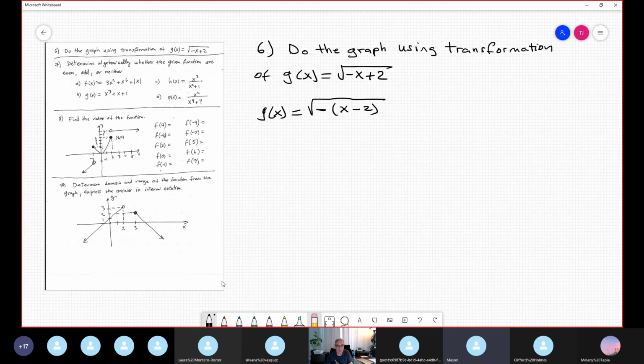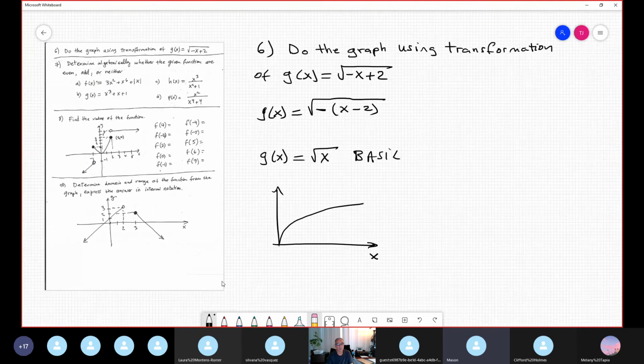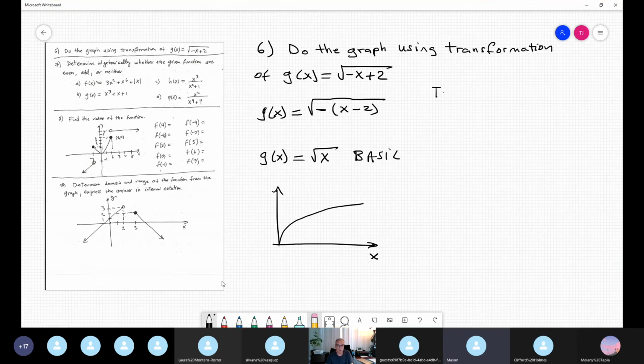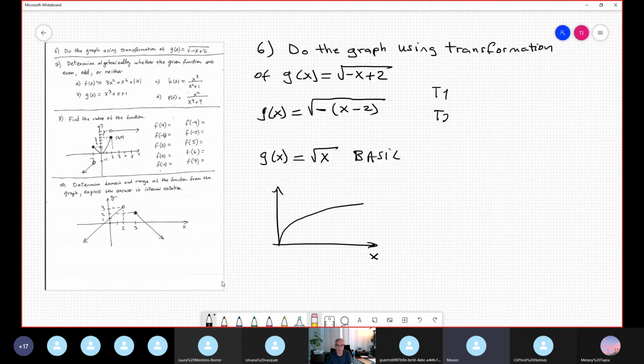Belong to the family of the function square root. This is the basic function without transformation. And the basic function I know is like that. Now I need help. Help me to see the transformation. I saw two transformations. Transformation 1 and transformation 2, and this is important to visualize the order.